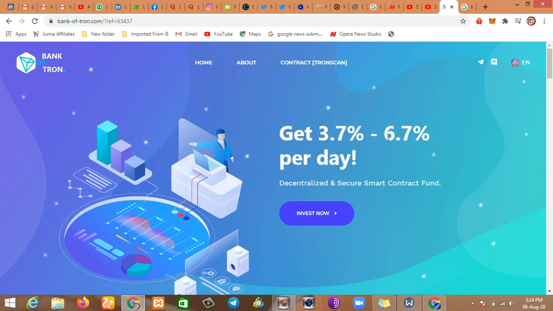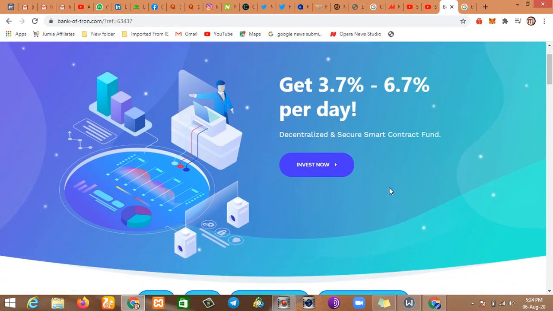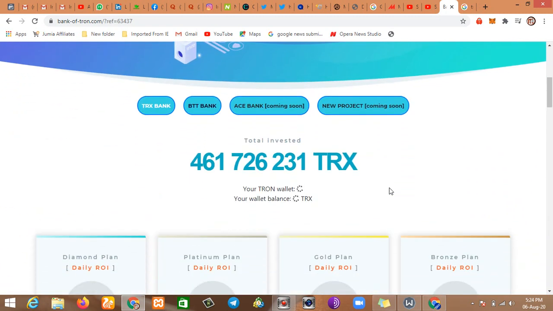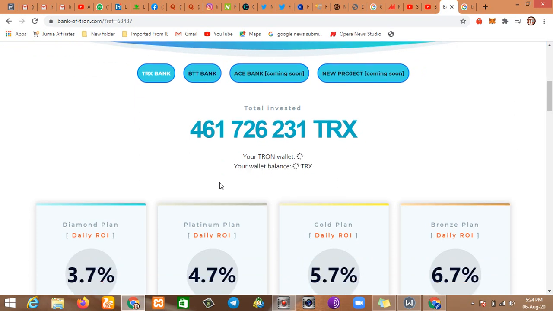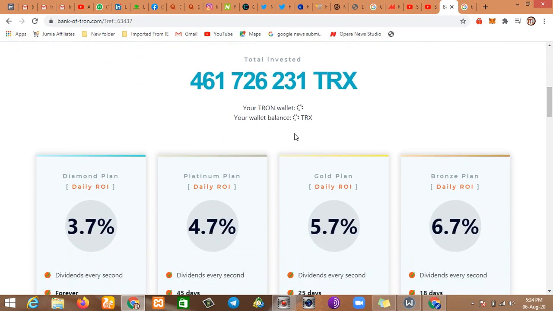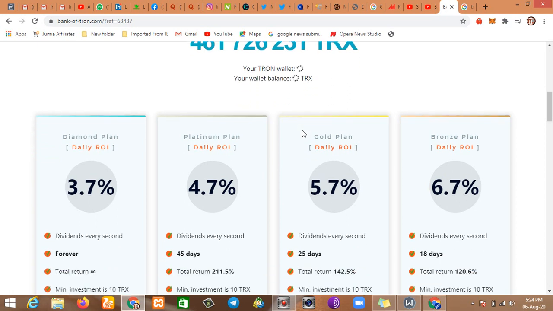Get 3.7 to 6.7% per day. Decentralized and secure smart contract fund. Okay, let's see what it says. Total invested 461 Tron. Your Tron wallet, your wallet balance. All this are loading. It's not going to bring out any value because I don't have an account on this website here, so I can't actually log into it.